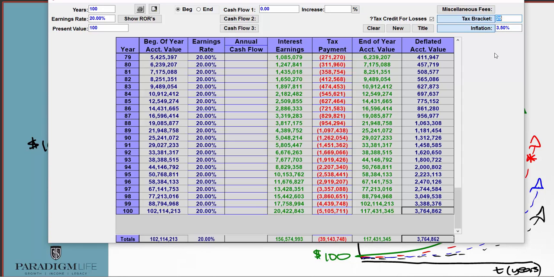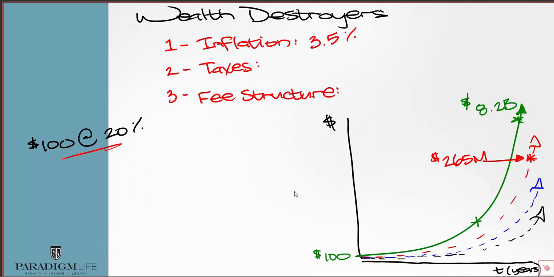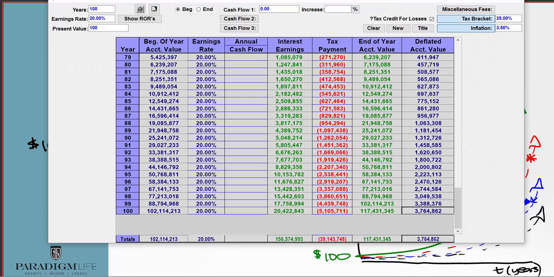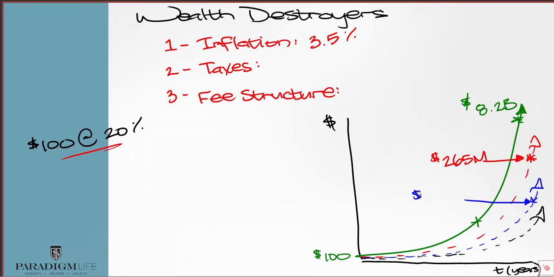So when putting that 25% tax in, we have now gone from that 265 million down to 3.7 million. Okay, so we've lost well over 98% of our money. Did I say 2.8? Sorry about that, 3.7 million. Just by the first two wealth destroyers.